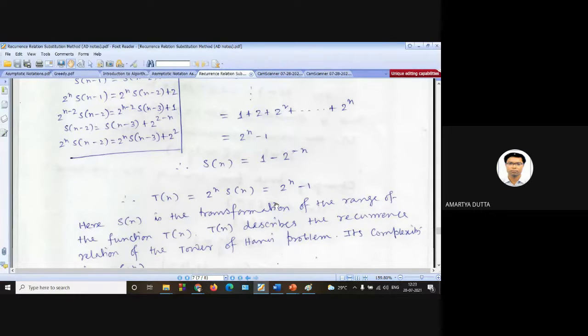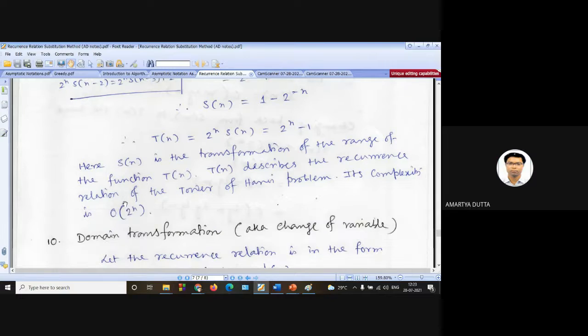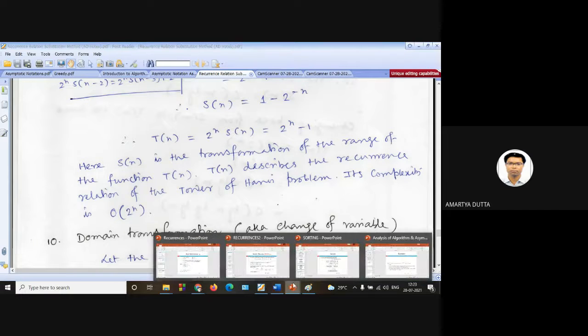Is it clear to everyone? Is it clear? Yes, sir. So that's why its complexity is order of 2 to the power n. So this is the substitution method. Okay.